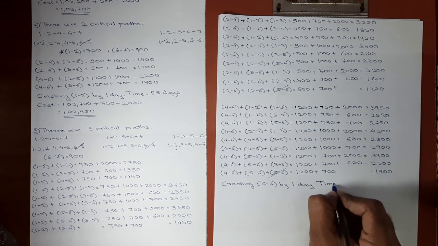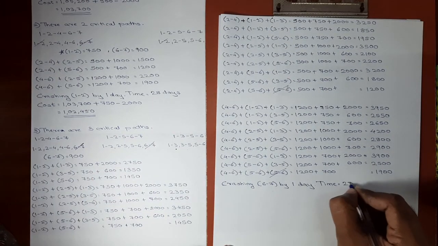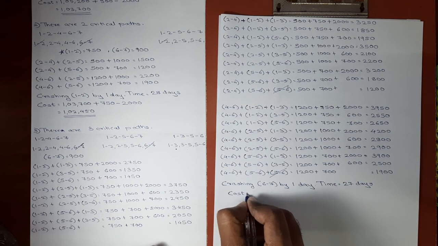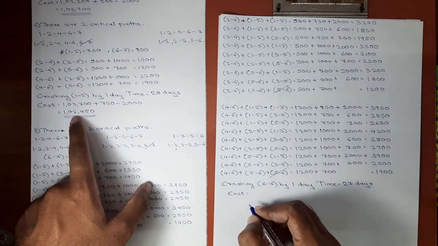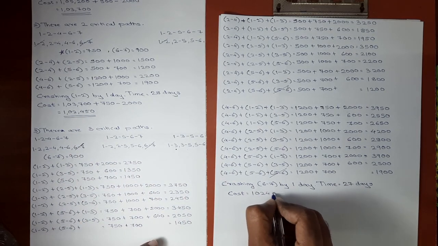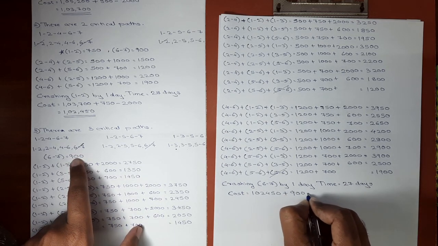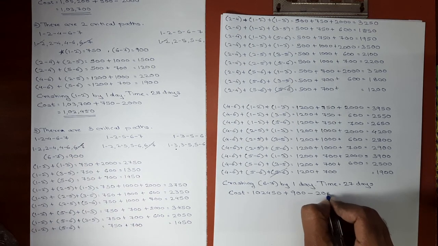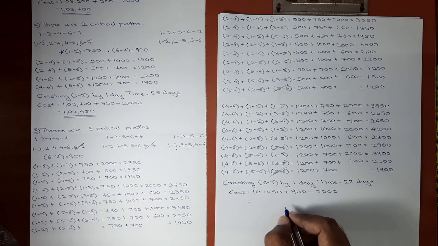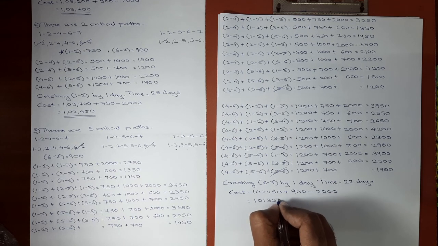The time will now be, in second step of crashing, the time was 28 days. So now the time will be 27 days. And the corresponding cost will be, total cost will now be the cost which we got in second step, which is 1,02,450 plus cost slope of 6.7 is 900 minus indirect cost of 1 day is 2,000. Okay, so here we get the answer as 1,01,350.